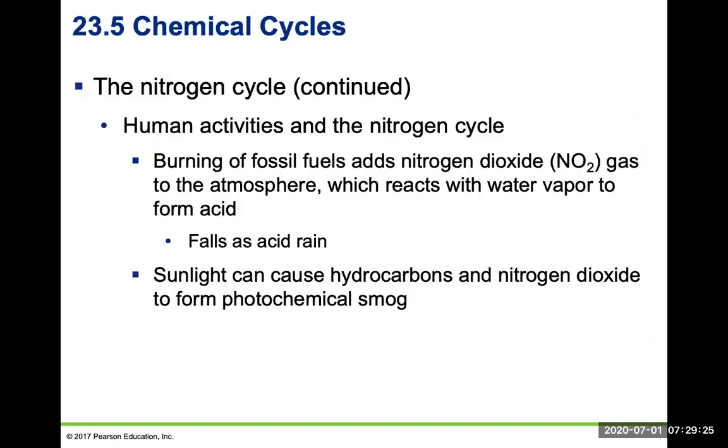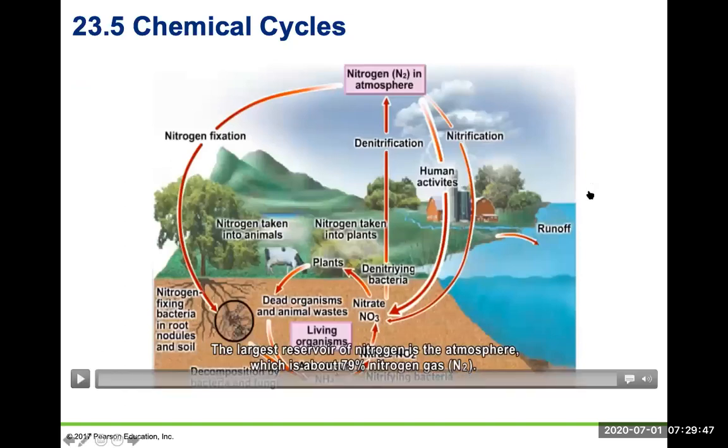Human activities in the nitrogen cycle, we'll talk briefly about this. Burning of fossil fuels adds nitrogen dioxide to the atmosphere, which can react with water and form acid, and this can fall as acid rain. Sunlight can also cause hydrocarbons and nitrogen dioxide to form photochemical smog. And this is a video about the nitrogen cycle.